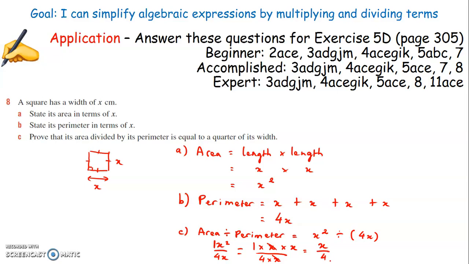That's x divided by 4, and that is the same as a quarter, right? So if you divide by 4, you are having a quarter of the width, because the width we said is x. So the area divided by the perimeter is a quarter of the width. Okay, and this is how we prove that statement. I hope this helps you with question 8.